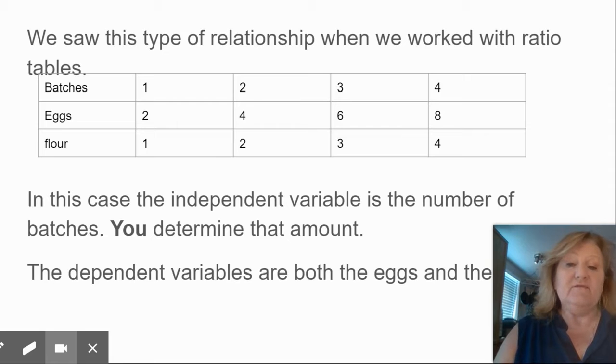So the independent variable is the batches. You determine that amount. And then the dependent variable is the eggs. It depends on how many batches you make, how many eggs you need. It depends on how many batches you make, how much flour you need.